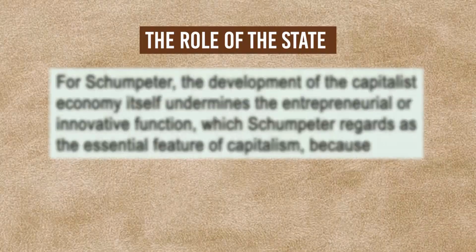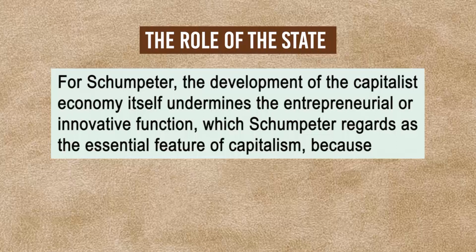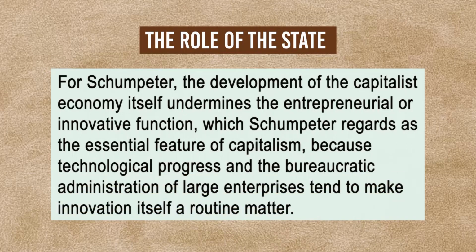Instead, it can be seen as the product of politicians, just like entrepreneurs sell their product in the market. Politicians are basically selling policies like their counterpart, the entrepreneurs in the economy. So for Schumpeter, the development of the capitalist economy itself undermines the entrepreneurial or innovative function, which Schumpeter regards as the essential feature of capitalism, because technological progress and the bureaucratic administration of large enterprises tend to make innovation itself a routine matter. As we said, an appropriate framework for analyzing the third world economies would be the principal-agent framework.